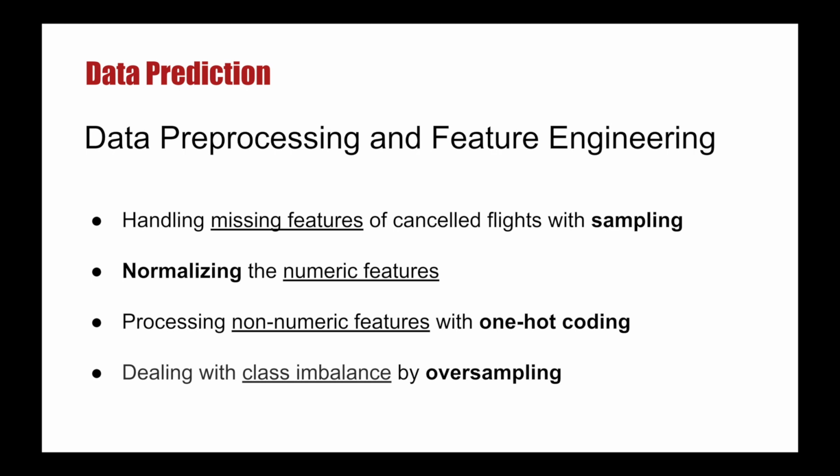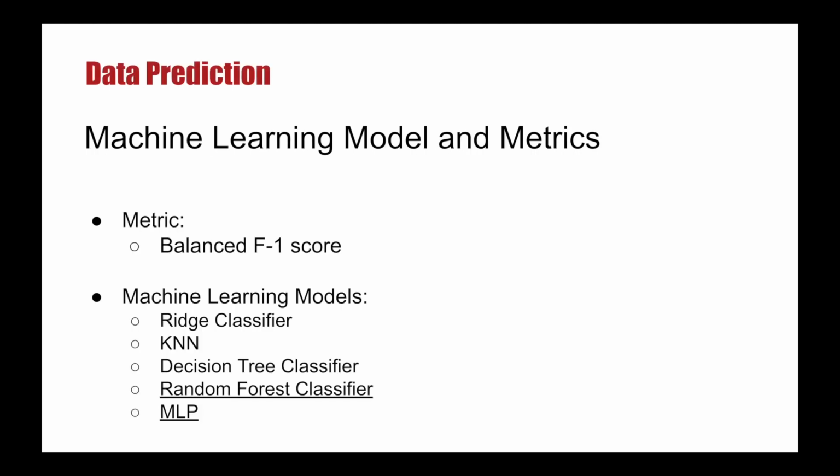To address the imbalance between the two classes of data, we employed oversampling in the training set to balance both classes, ensuring the model optimization does not favor one class over the other. For the machine learning part, we chose the balanced F1 score as the evaluation metric to provide a more representative measure of the model's performance.